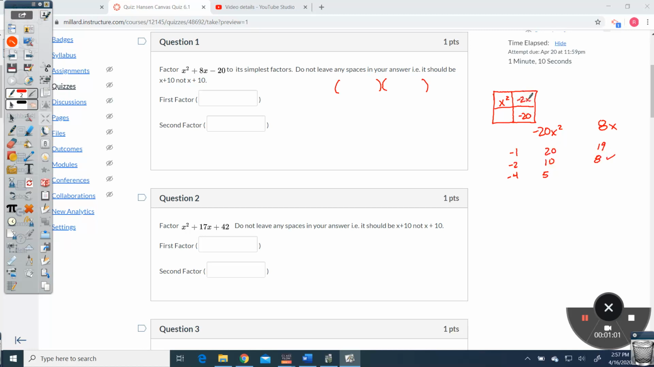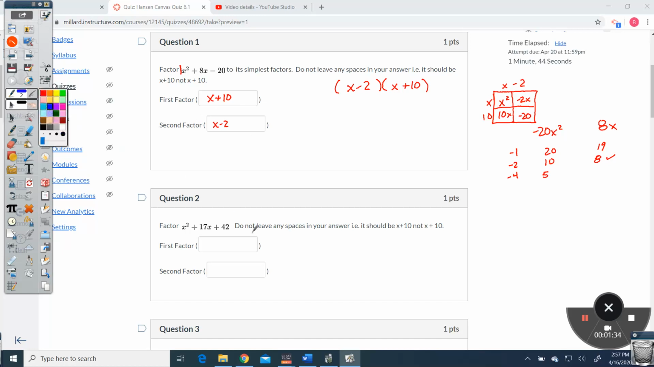So that's negative 2x and 10x. So it's x minus 2 and x plus 10. That's what goes in here: x minus 2 and x plus 10. So really, for the ones that have a leading coefficient of 1, all you're doing is saying what multiplies to be the last number, and they have to combine to make the middle number. So in this box you would put x plus 10 and x minus 2, and that would be your answer for that one.